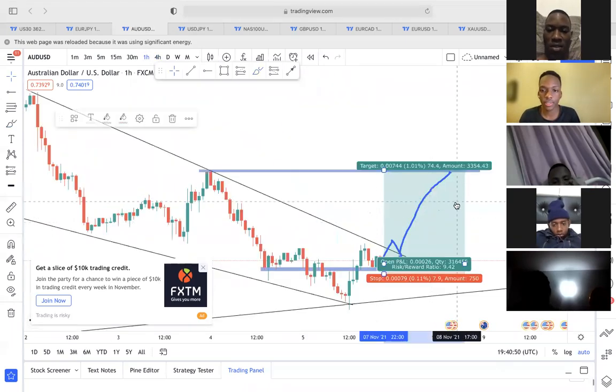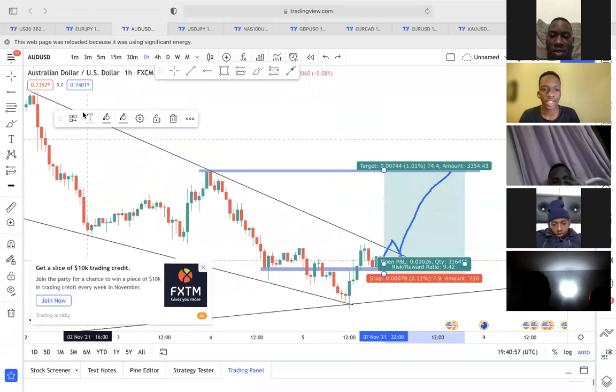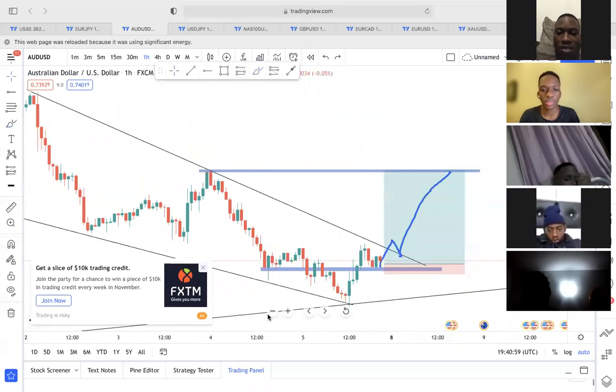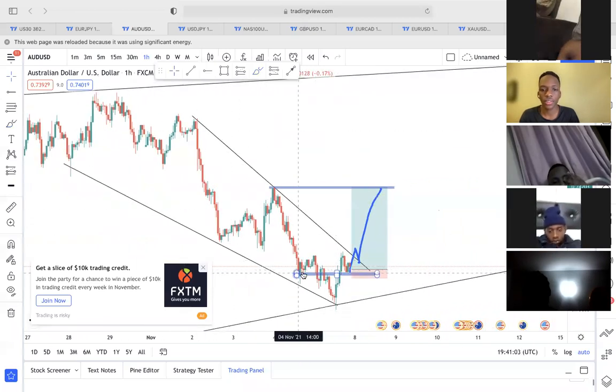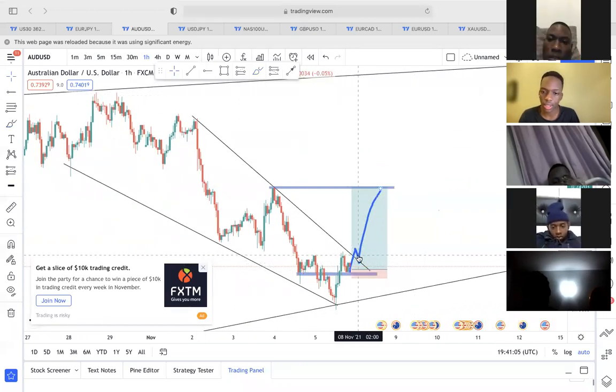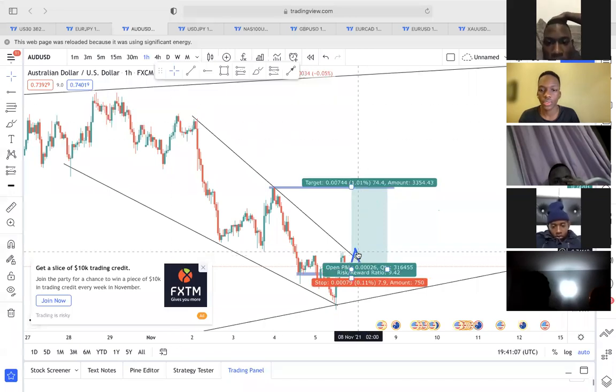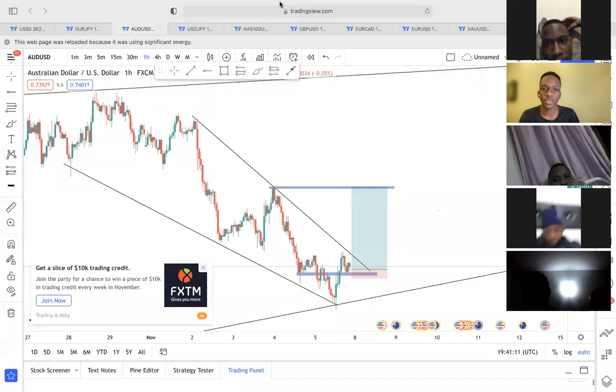So that's a simple analysis on AUD/USD. Just leave a message in the chat if you understood that one. If you understood that clean setup, there really isn't much else to it. Just looking at market structure, you can see correctional phase, inverse head and shoulders. Clean, obvious buy, looking at it from a technical perspective.